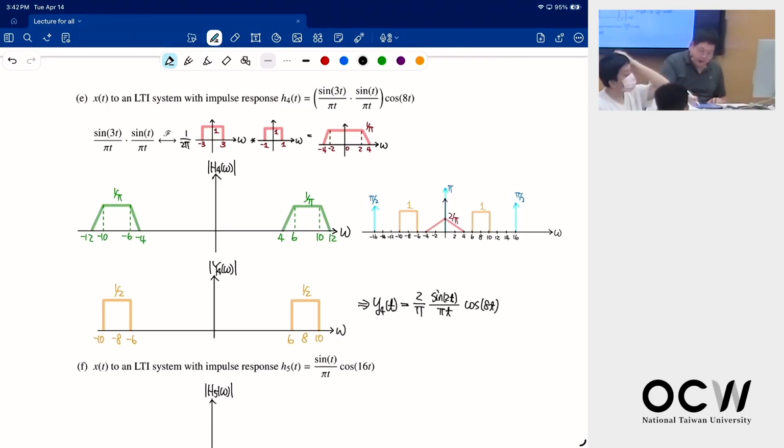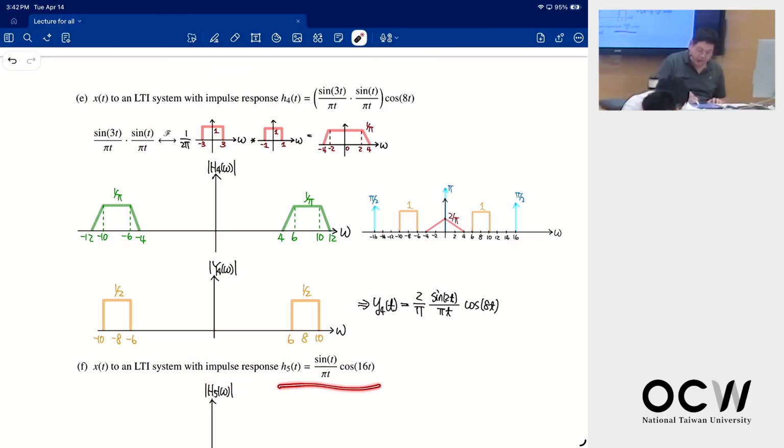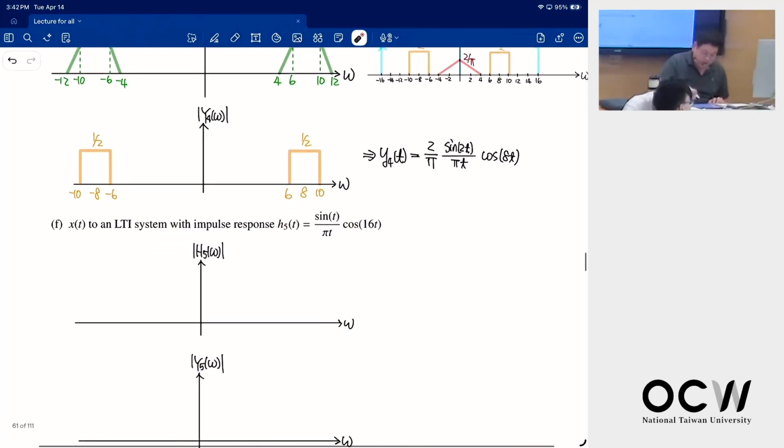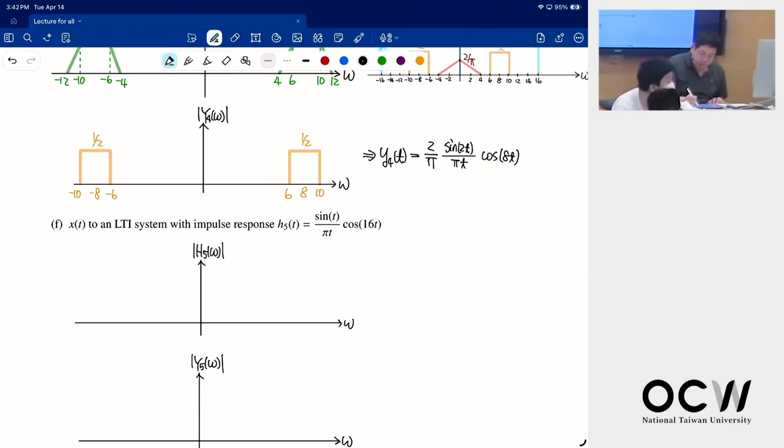Next, I send it to another system. Here is our impulse response. Sinc function and shift. So now I can move it quickly. So sinc function and move. Then I should get this rectangular pulse.